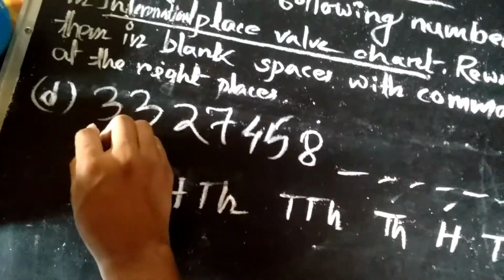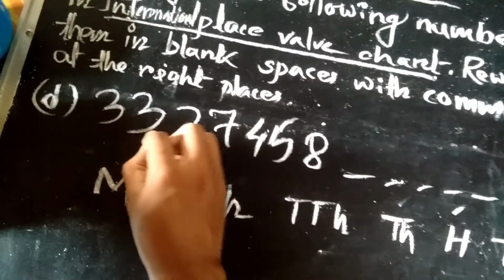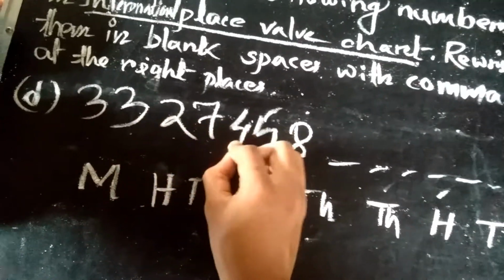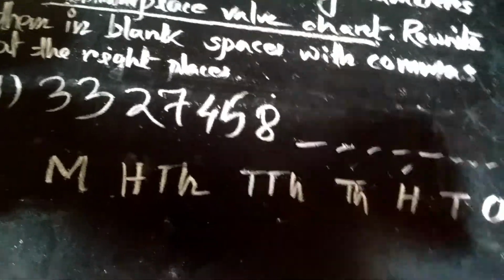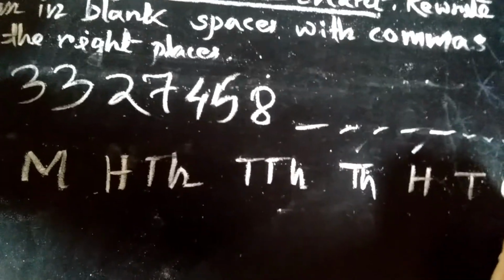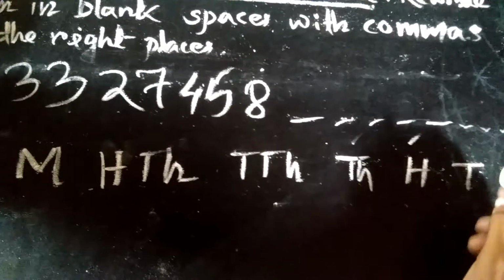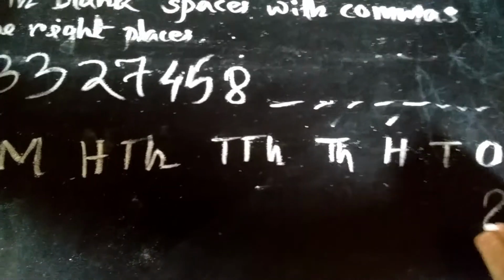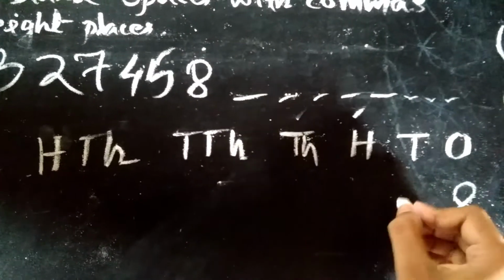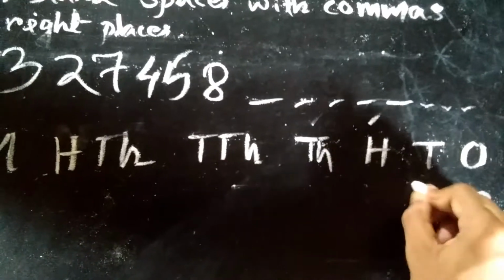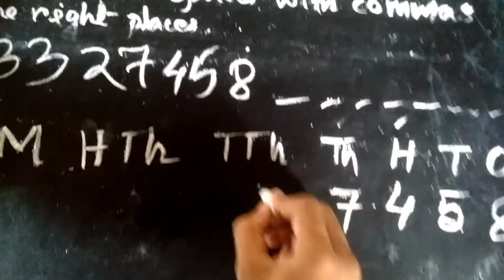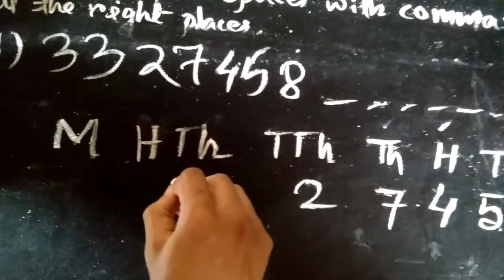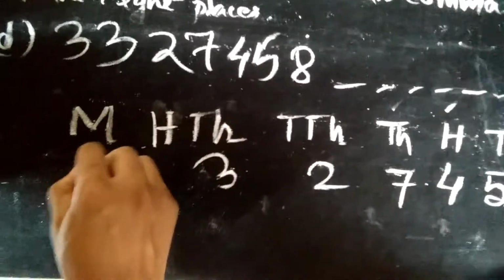Now number D is 3327458. So we need to arrange it in the international place value chart like that. 8, 5, 4, 7, 2, 3, 3.